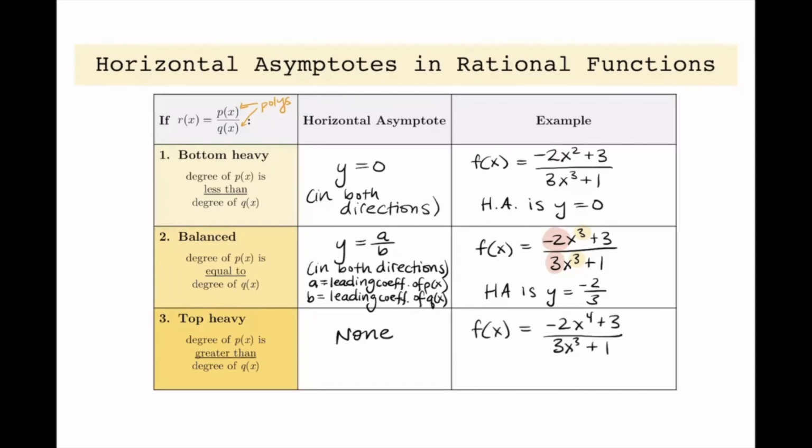For example, if we have the function f of x equals negative 2x to the fourth plus 3 divided by 3x to the third plus 1, here we see that the degree up top is 4 and the degree in the bottom is 3. So this is what we would call top-heavy because of the relationship of the degrees. And this function will have no horizontal asymptotes.